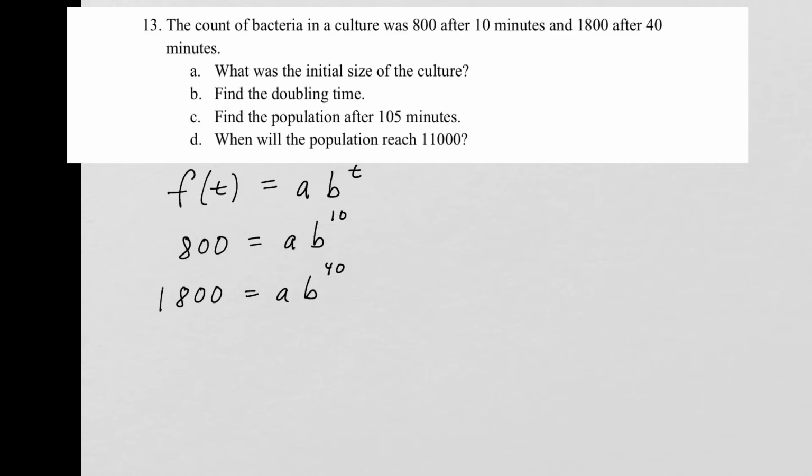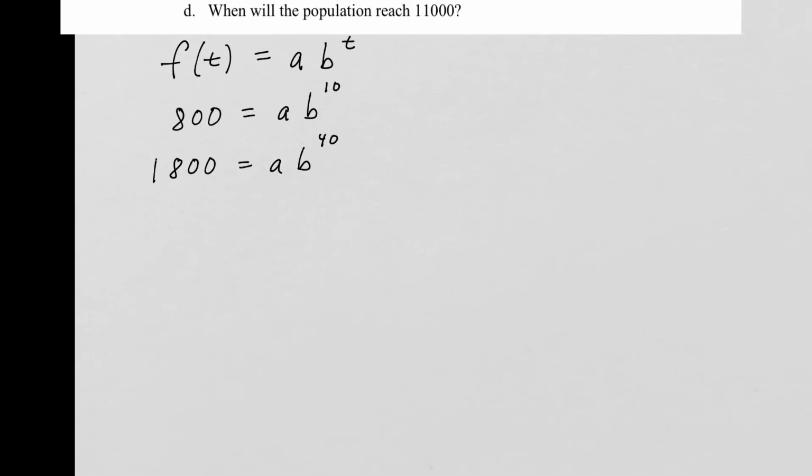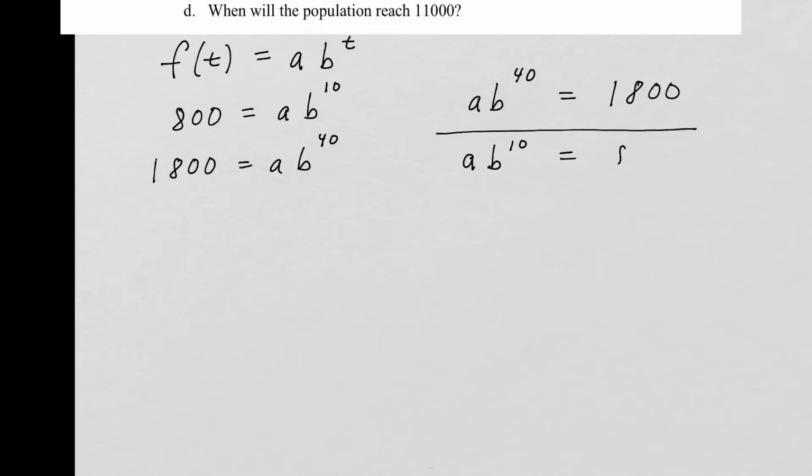Well, I could use substitution. I think it's easier just to divide them, though. So let me write these out again. I'm going to write this one. First of all, I'm going to put the variables on the left-hand side, just because it's easier. We're used to seeing the variable on the left-hand side, but it really doesn't matter. So a, b to the 40 is equal to 1800. And then what I'm going to do is divide by the first equation, a, b to the 10 is equal to 800.